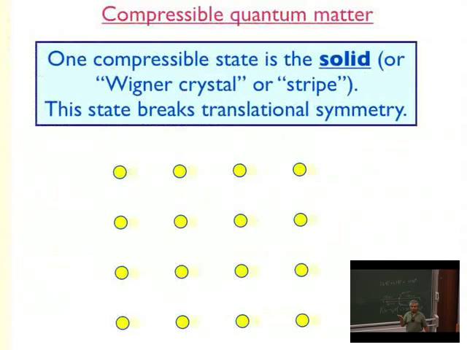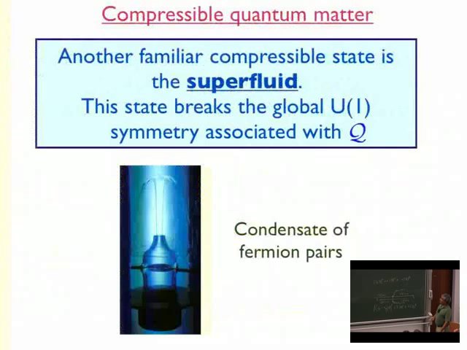We have to get a gapless system. And what we have learned in field theory is that the way you get a gapless system is by breaking a symmetry and getting Goldstone modes. Here the Goldstone modes are the phonons, and that's why you can add more particles just by squeezing the system. The other way you can break a symmetry is to break the U(1) symmetry, and that's a superfluid. Now when you add more particles, they can just go into the condensate, no problem.